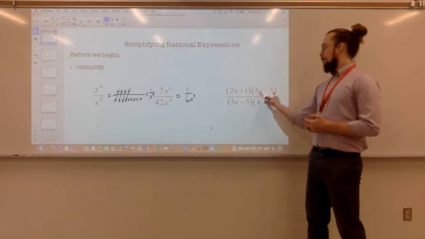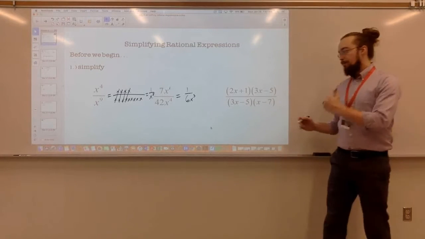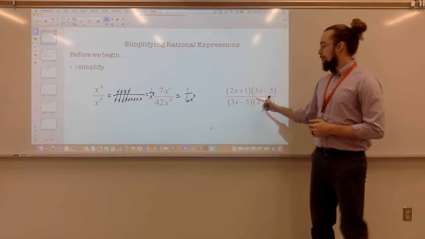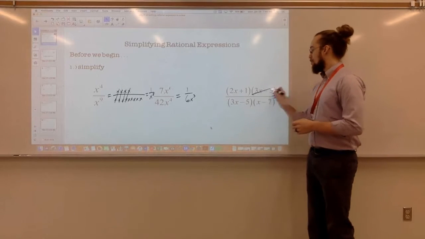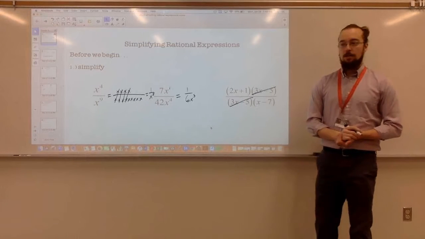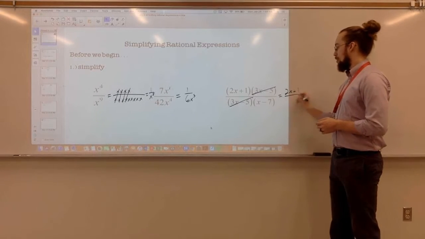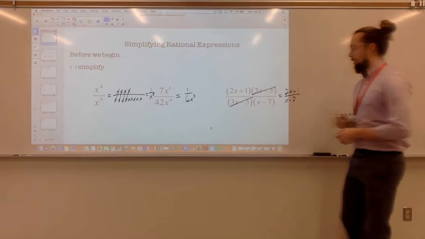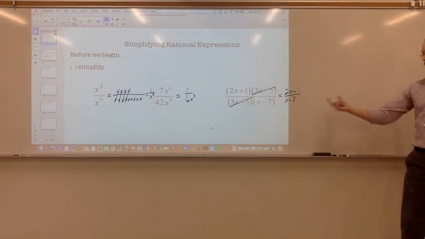So here in this example, I've got a 3x minus 5 and a 3x minus 5. Those are both the same exact factor, and they're factors because I'm multiplying. I can cancel those out. And I can just say this is 2x plus 1 over x minus 7. Is there anything else I can do now?